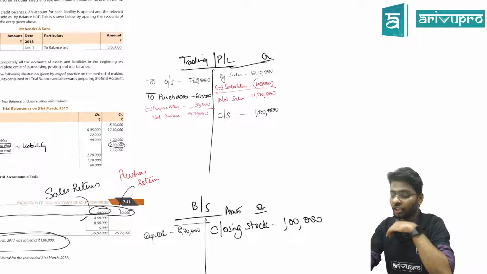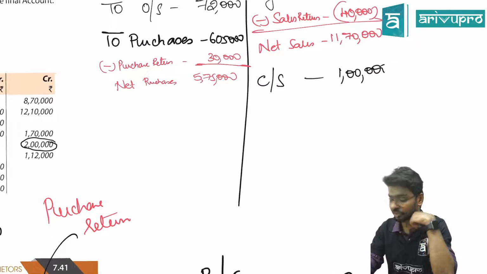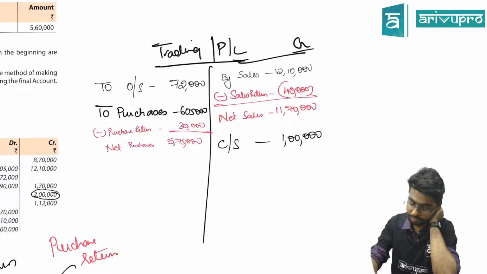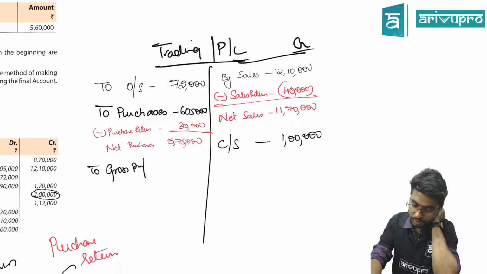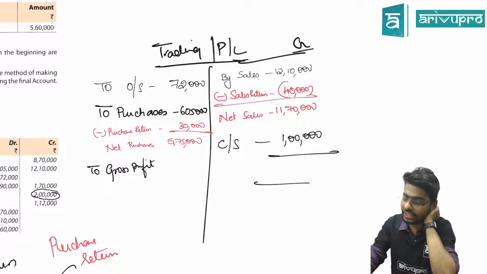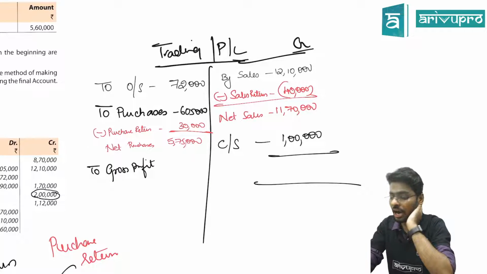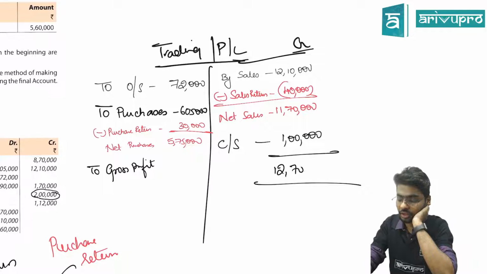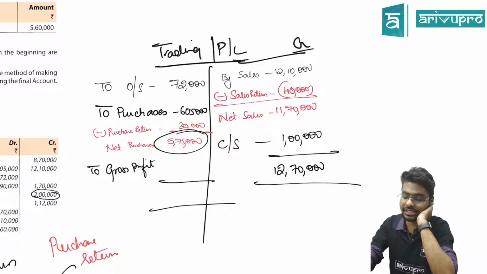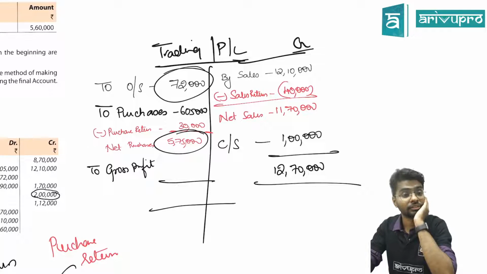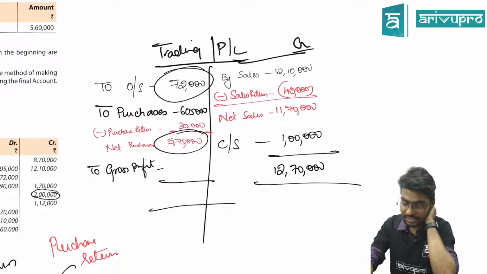Now find out your gross profit from your trading account. How do you find gross profit? Find the total first. How much is the total? 12 lakh 70. 12 lakh 70 minus this, minus this. So how much do you get as gross profit? 6 lakh.